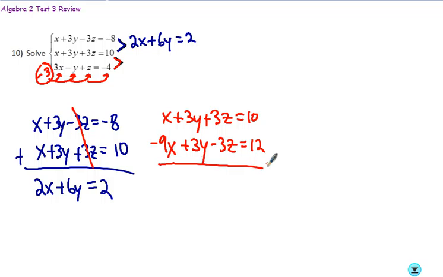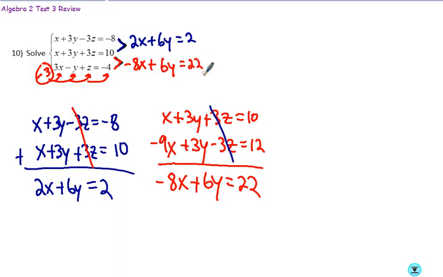So let's add those up. The z's cancel, and we've got negative 8x plus 6y equals 22. So that's what I'm going to put up here: negative 8x plus 6y equals 22. And what we're doing is that we're now going to combine those two equations. So the two equations that we just got, we're going to combine those two things together.